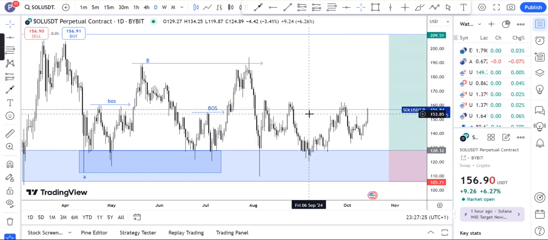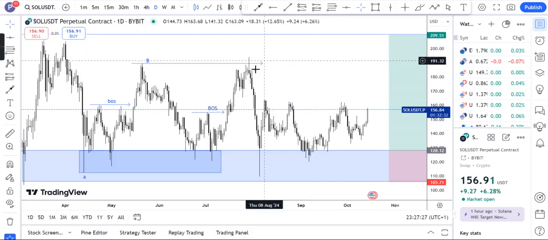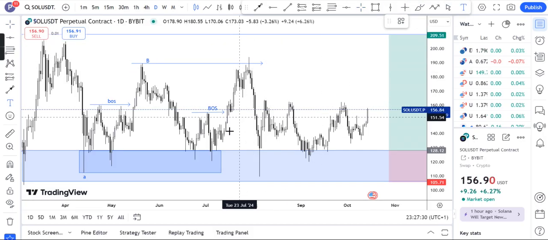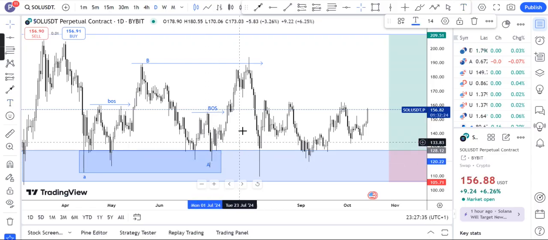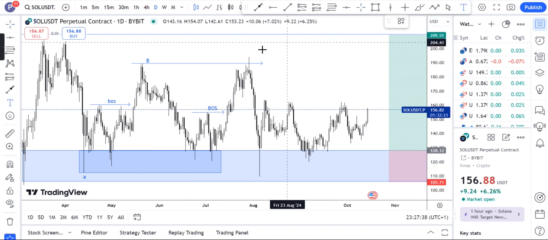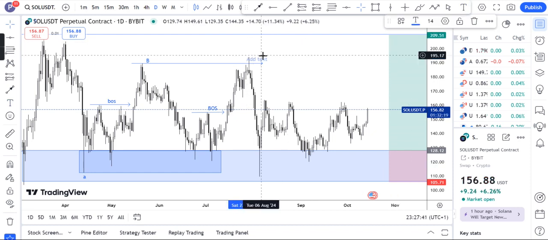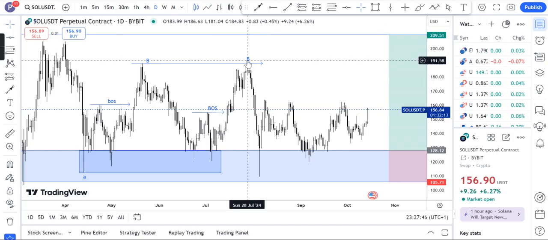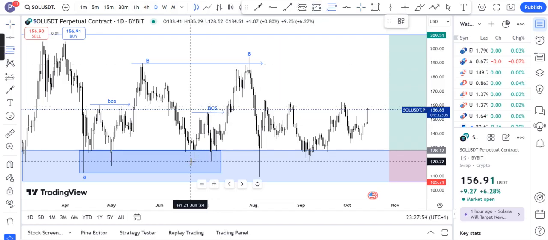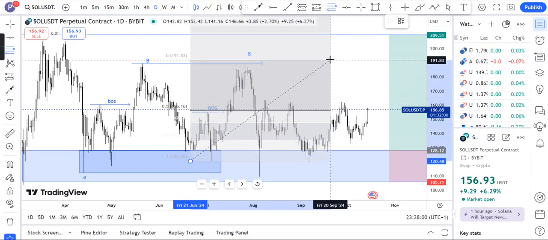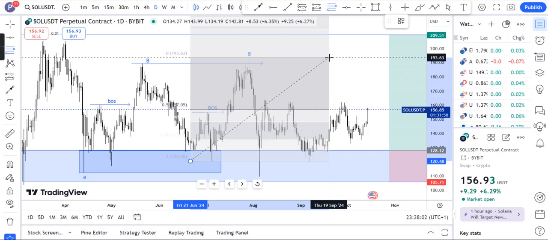And then ideally we actually have to use this level as our point A, and then this level, this high, as our point B. So this level which we ideally have to use as our point B, what we actually have to do is to now mark from this low, which is our point A, to this high, which is our point B.